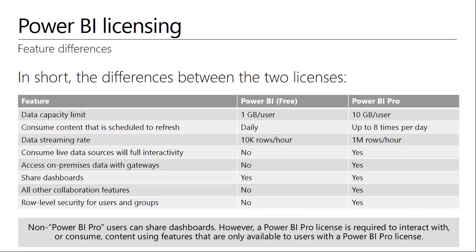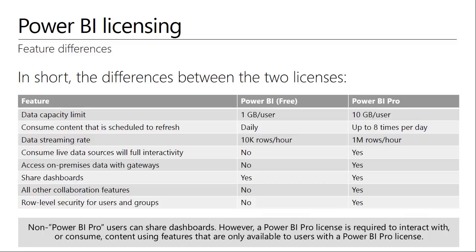For data streaming, and this is relevant for developers pushing with the REST API, for the free license, you can push up to 10,000 rows per hour, whereas in the Power BI Pro license, you may push up to 1 million rows per hour. For live data sources with full interactivity, there is no support for the Power BI free license. For access to on-premises data with gateways, also no access for the Power BI free license.